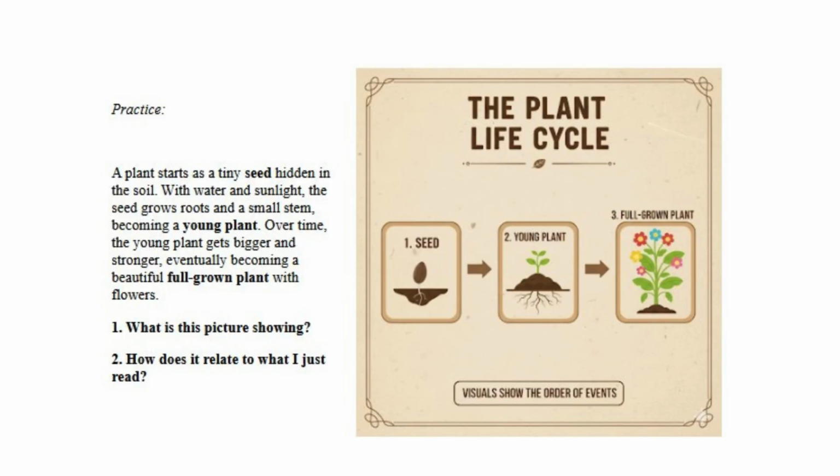That was a lot of information. So let's try practicing it ourselves with a little bit of an easier example. A plant starts as a tiny seed hidden in the soil. With water and sunlight, the seed grows roots and a small stem, becoming a young plant. Over time, the young plant gets bigger and bigger and stronger, and eventually it becomes a full-grown plant with flowers.